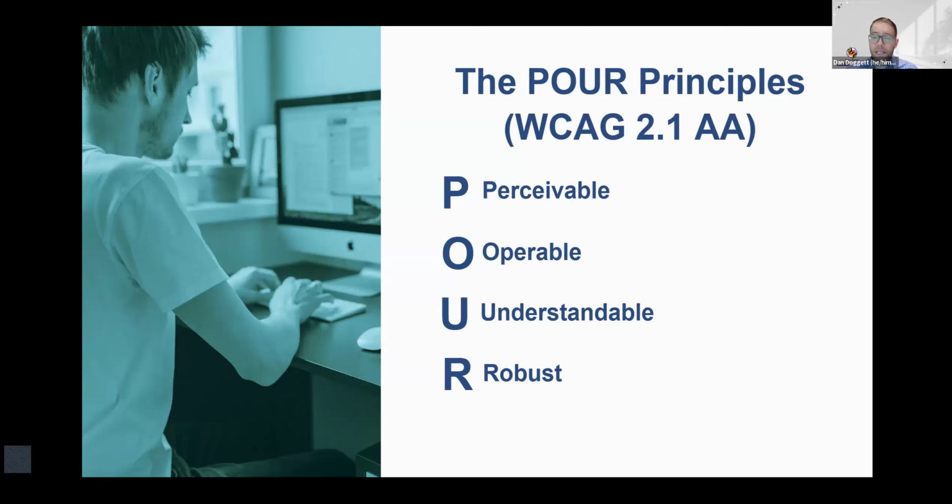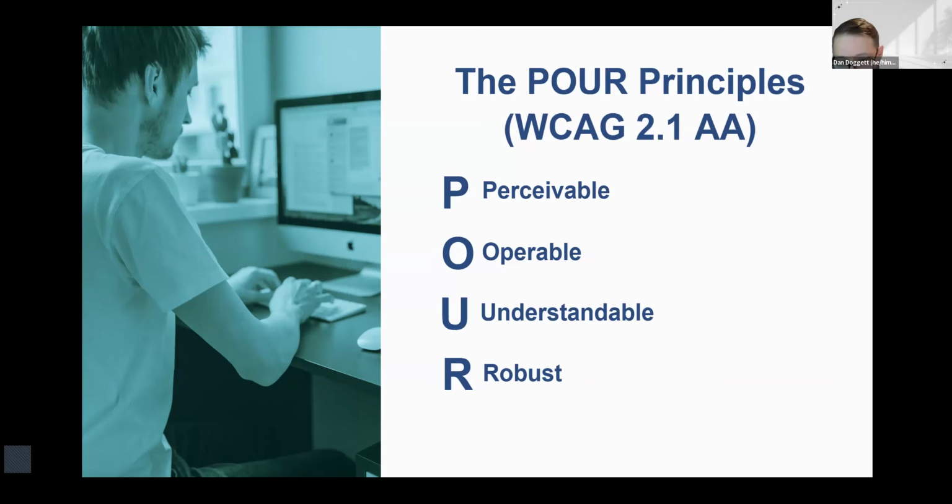So most digital accessibility laws are based on the Web Content Accessibility Guidelines, also known as WCAG. And while the full guidelines are pretty comprehensive, they're built on 4 core principles. An easy way to remember them is the acronym POUR, which stands for perceivable, operable, understandable, and robust.